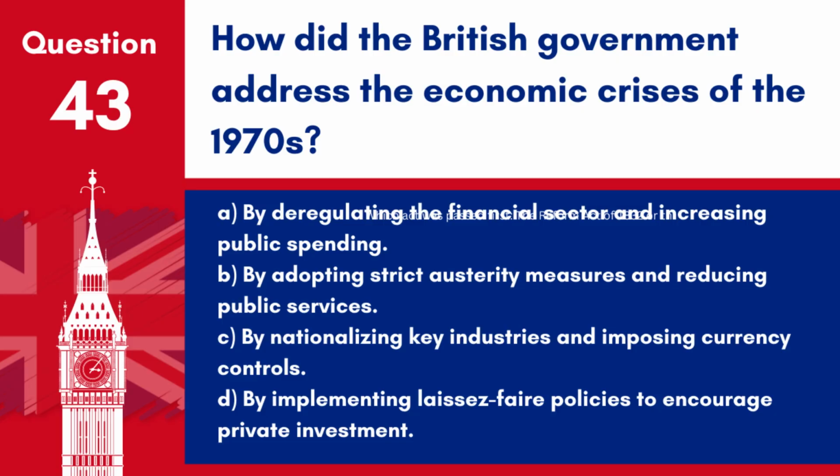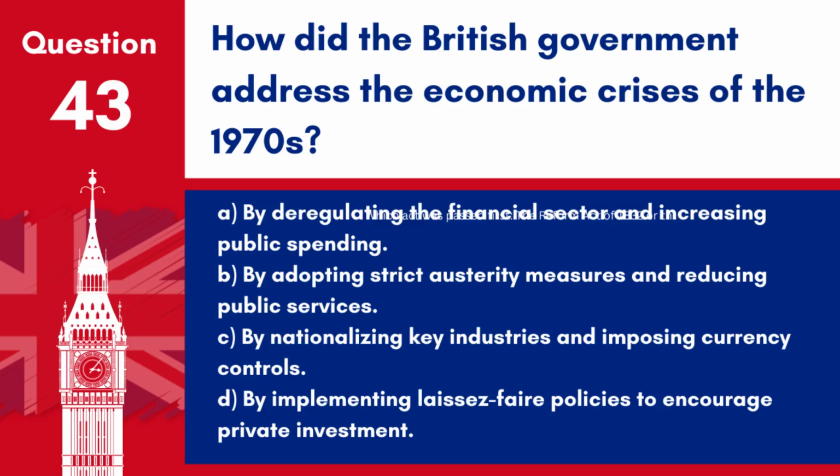Question 43. How did the British government address the economic crisis of the 1970s? A. By deregulating the financial sector and increasing public spending. B. By adopting strict austerity measures and reducing public services. C. By nationalising key industries and imposing currency controls. D. By implementing laissez-faire policies to encourage private investment.